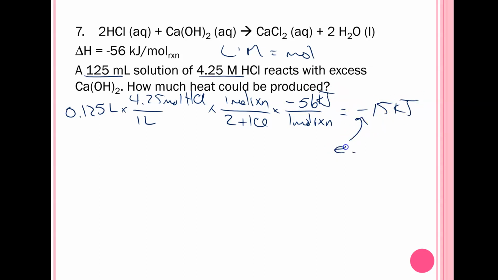And again, the negative just means it's exothermic. Okay, so it's no different. You always want to convert whatever you start with into moles. Always. All right, so let's look at the next one.